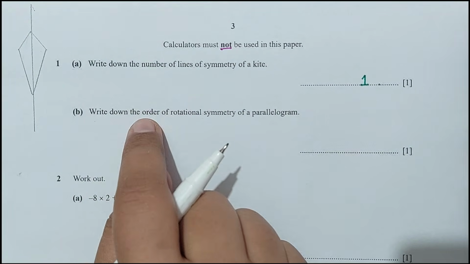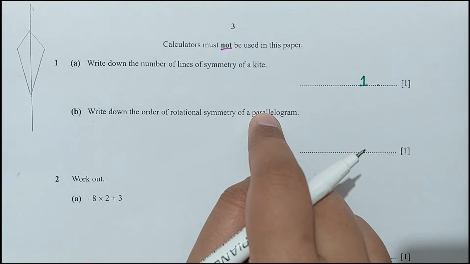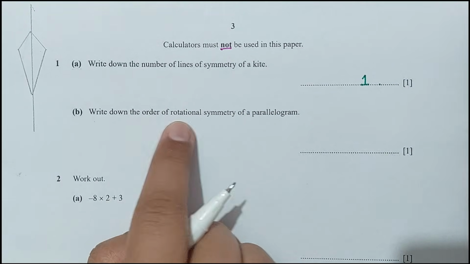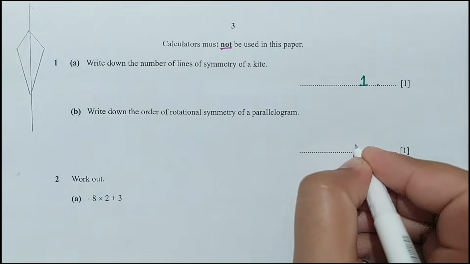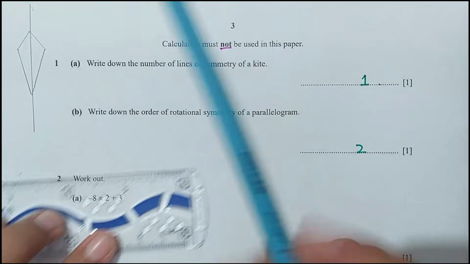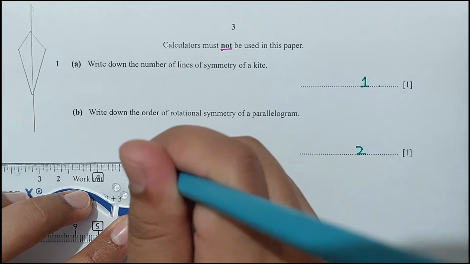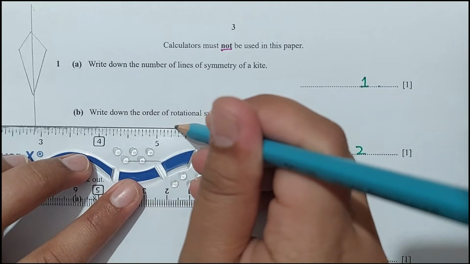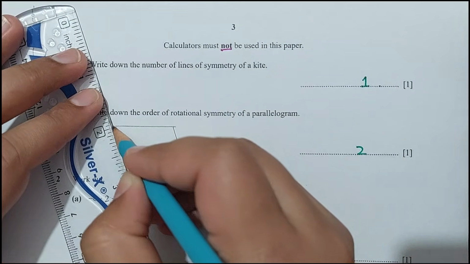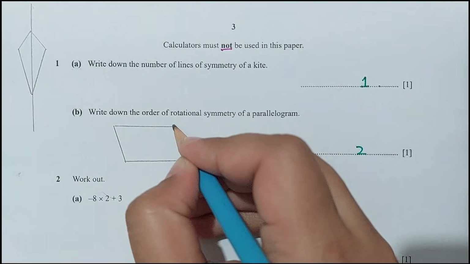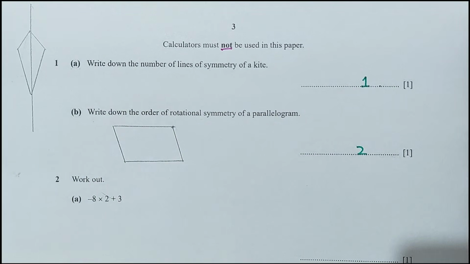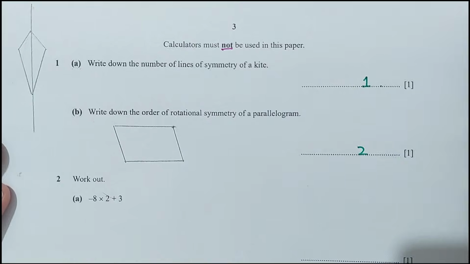Part B, write down the order of rotational symmetry of a parallelogram. Rotational symmetry: when you rotate the parallelogram, it stays the same. What would be the order? The order is 2. If I draw the parallelogram and visualize the situation, this is the shape of a parallelogram. When you rotate it from this point, it has rotational symmetry of order 2.